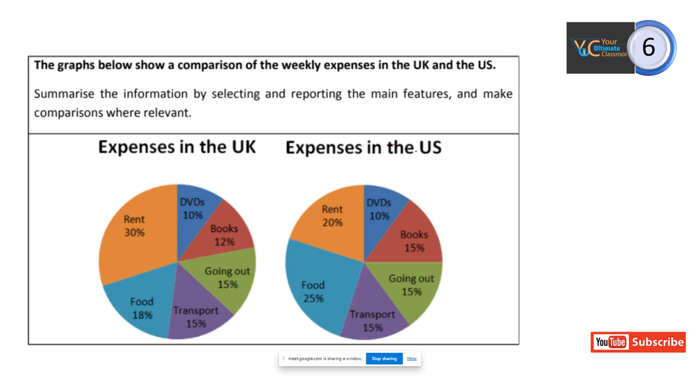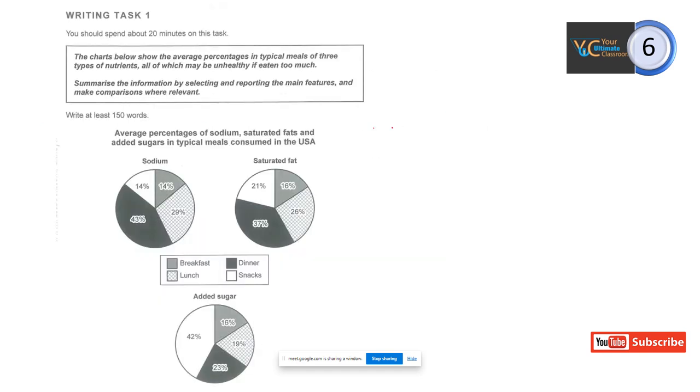You can also be given a pie chart, something like this, to describe, and it goes the same way. You have to report the main features and make comparisons where relevant. You can also be given another pie chart, but this time there are three, and you have to report the main features.